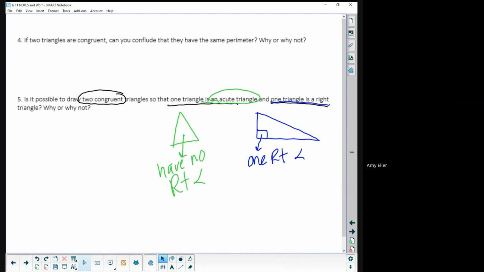So it would be impossible to put this one on top of this one exactly, making them congruent, if this one has a right angle and this one does not. It would not overlap perfectly because one has a right angle and one doesn't.